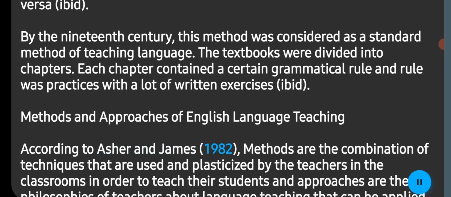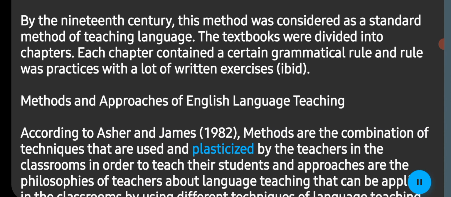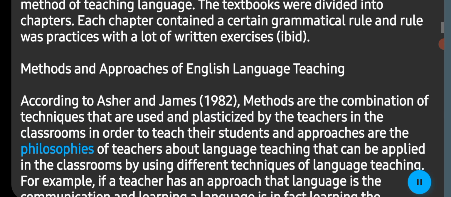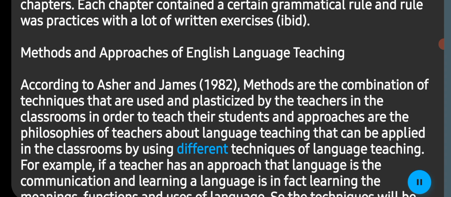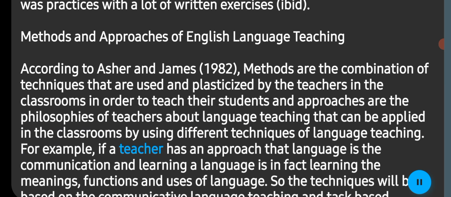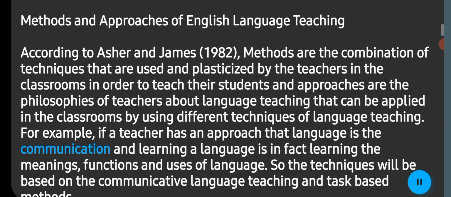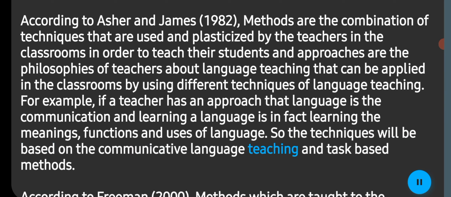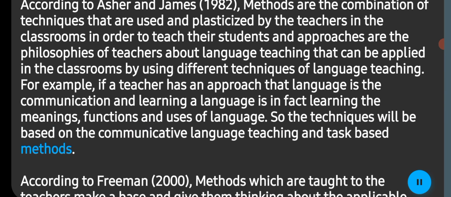According to Asher and James, 1982, methods are the combination of techniques that are used and practiced by teachers in classrooms in order to teach their students, and approaches are the philosophies of teachers about language teaching that can be applied in classrooms by using different techniques. For example, if a teacher has an approach that language is communication and learning a language is in fact learning the meanings, functions and uses of language, then the techniques will be based on communicative language teaching and task-based methods.